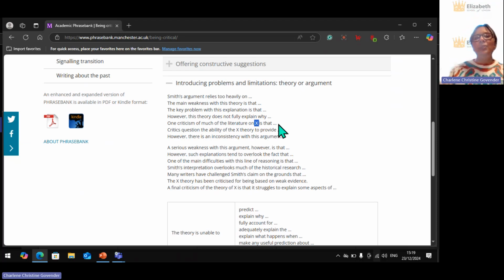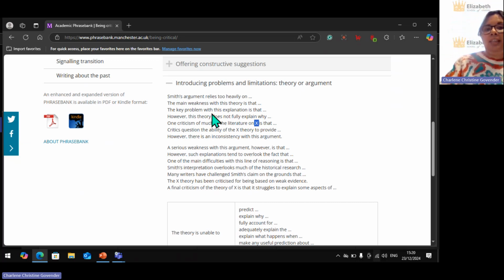Okay, so now let's use our topic, AI usage. Let's read it again. One criticism of much of the literature on AI usage is that... So all you do is swap out your X, which is a placeholder for your topic. Whenever you see X, just think, oh, that's topic, swap it in, and it'll read as needed. I just want to emphasize these are not full sentences, okay? They are phrases. They make up part of your phrase or your sentence.